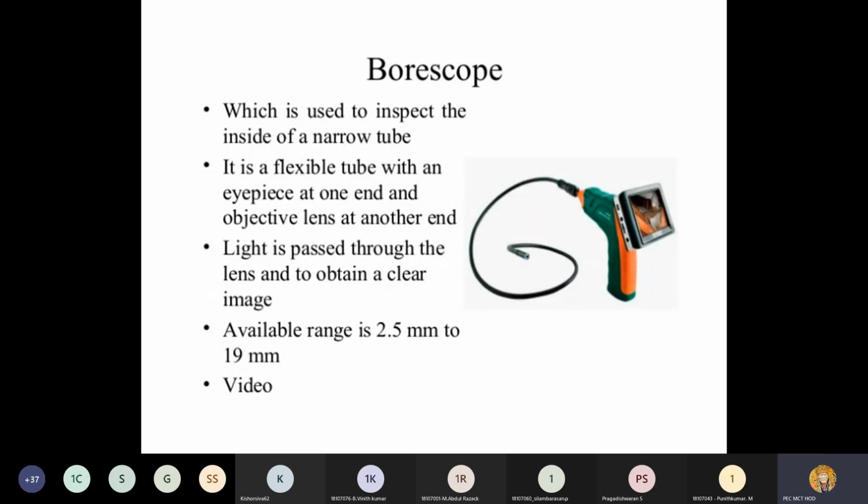We can easily detect by means of visual inspection, using these borescope instruments. It's only used for a narrow tube. The tube must be narrow.